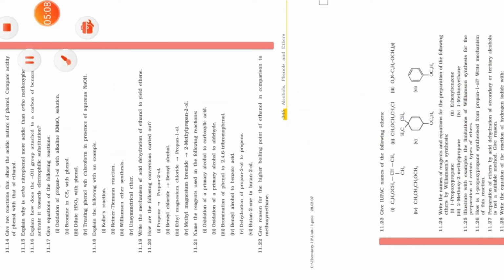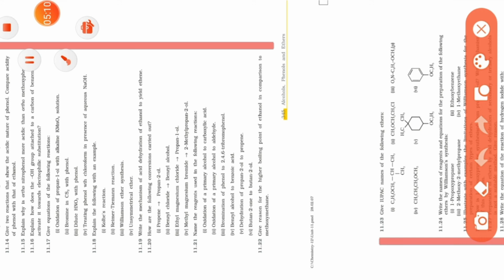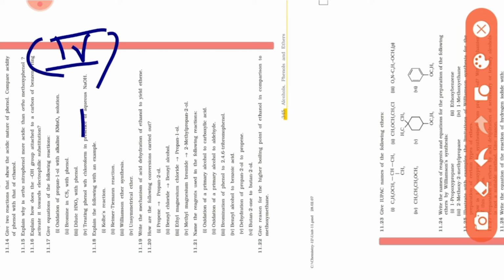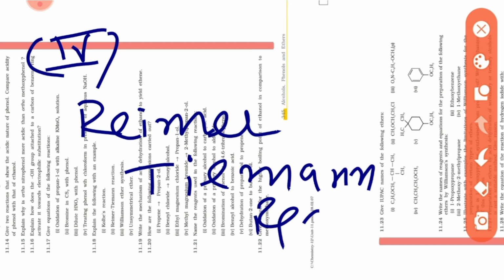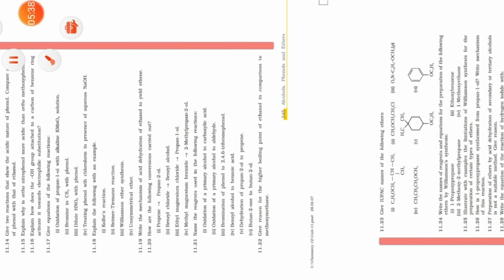Is that clear? In the same way, number 4. Number 4 is here: treating phenol with chloroform in the presence of aqueous NaOH. Beta, number 4 is simply the Reimer-Tiemann reaction that we have already done. Just remember, they told you chloroform in the presence of NaOH. That is why, we have already done it. Clear?